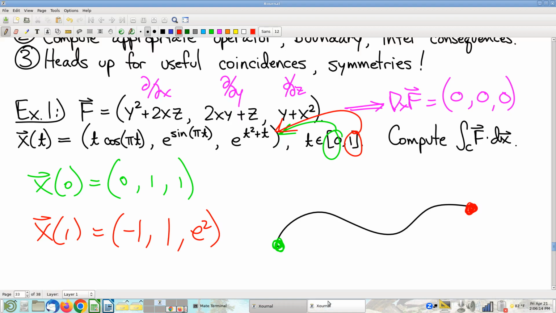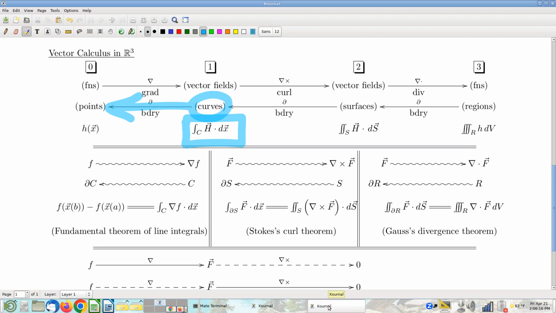Okay. All right, so back to the diagram. The curve has a boundary, right? And therefore, it's not the boundary of anything. Therefore, there is no anti-boundary surface. Stokes' curl theorem would require an anti-boundary. There is none. There is no application of Stokes' theorem to this example. How are we doing? Everybody with me?